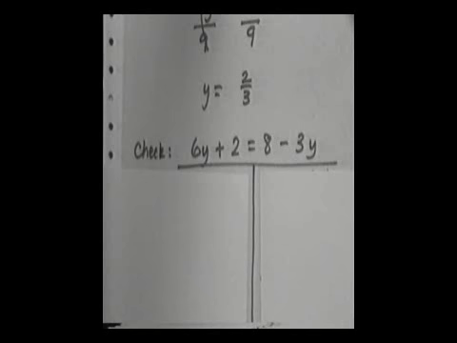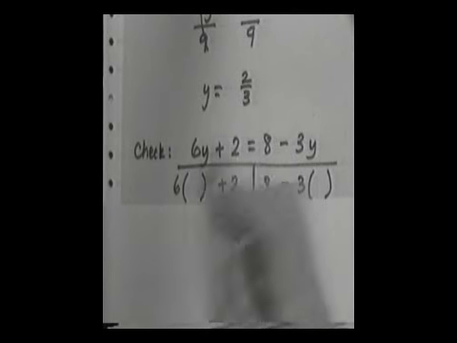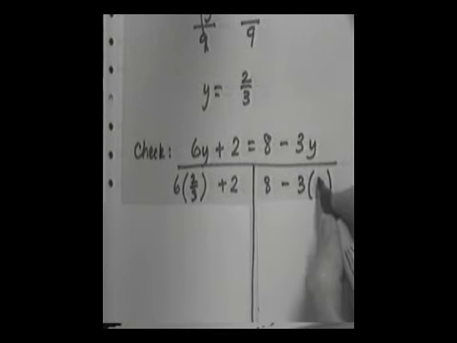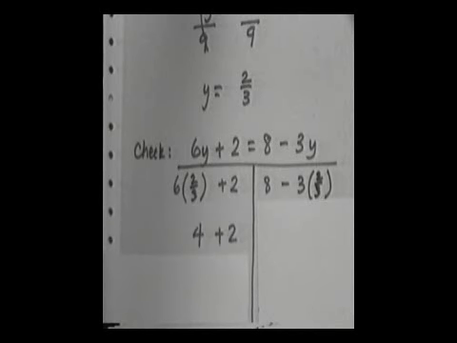In place of the variable, we write a set of parentheses in each case, so that we have 6 times parentheses plus 2 on the left, and 8 subtract 3 times parentheses on the right. In each case, we fill in what the y stands for, which is 2/3. So we have 6 times 2/3 plus 2 equals 8 subtract 3 times 2/3. 6 times 2/3 is 12/3, which is 4. And so we get 4 plus 2 on the left. 3 times 2/3 is 6/3, which is 2. And so we get 8 subtract 2, which is 8 add negative 2 on the right.